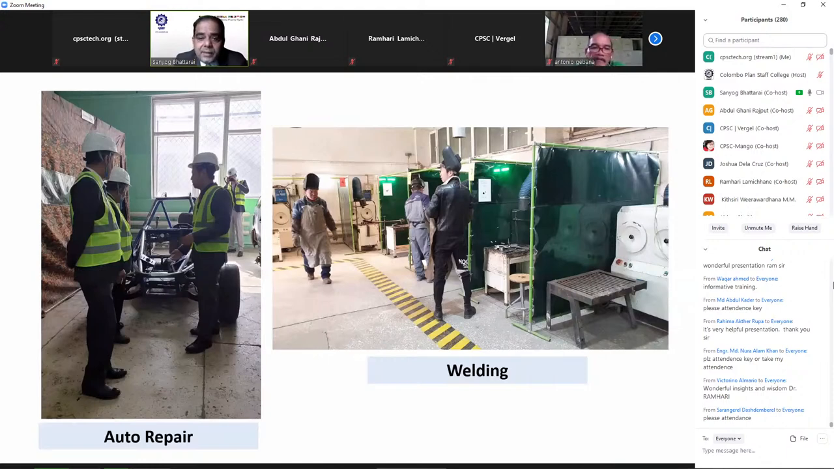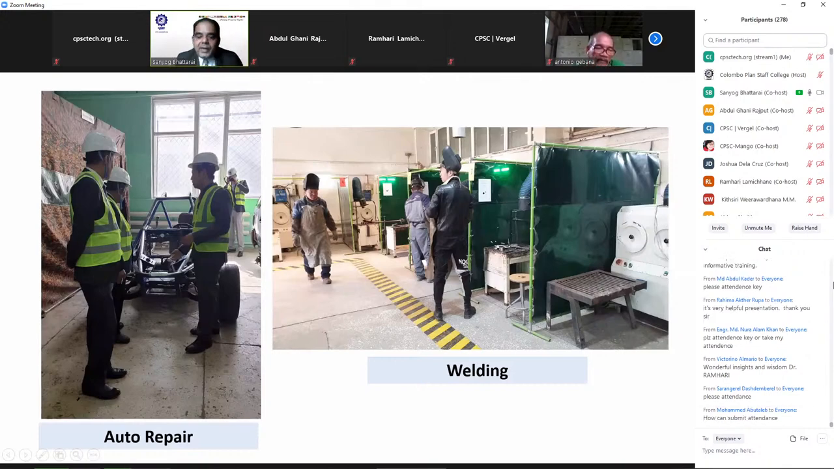You can see the yellow and the black. This means you should not cross this. Be careful. So in auto repair, you can see the helmet. You can see this face shield with this signage and the apron. So these are all protective devices.